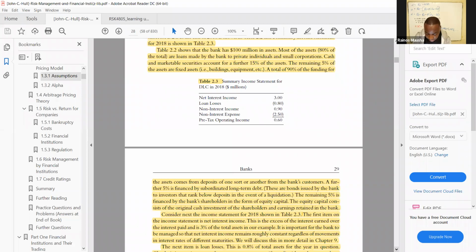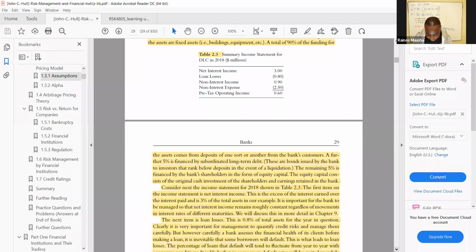So consider next the income statement for 2018, shown in table 2.3, which is this table. And here they say the first item on the income statement is the net interest income. They say this is the excess of the interest earned over the interest paid, and it is equal to 3% of the total assets in our example. So it's 3 million. Our total assets equal 100 million. That's why they say it's 3% of the total assets, because it's 3 over 100.